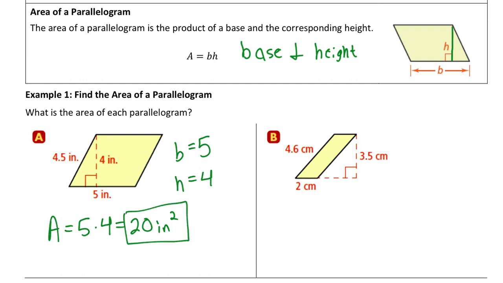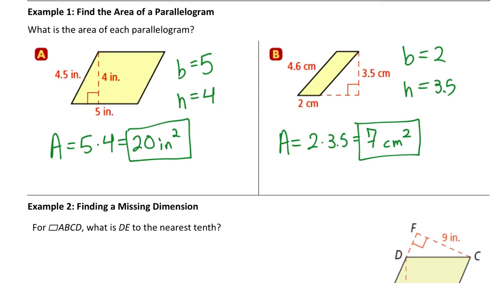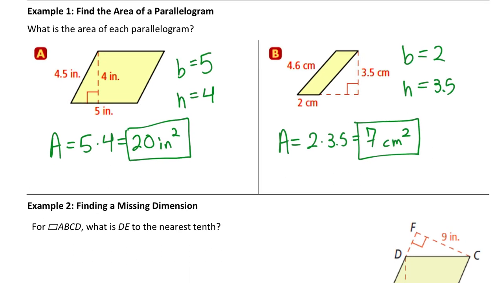For part B, the base would be 2 centimeters, and the height for that base would be 3.5 centimeters since they are perpendicular. So the area of that parallelogram is going to be the base 2 times the height 3.5, which is 7 square centimeters. And it's important that we remember area, the units for area, are units squared.